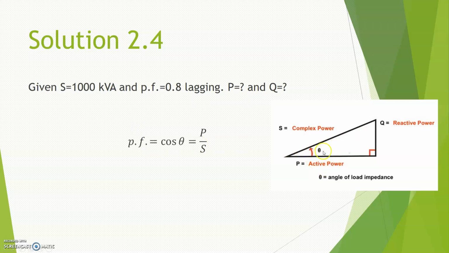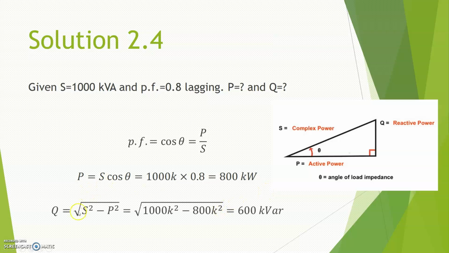When you have a theta here, cos theta will be equal to P divided by S. This is based on the trigonometry rule. So cos theta, which is the power factor, is P divided by S. You know the value of S, and cos theta is also given from the question, so you can find the value of P. P is equal to S cos theta. Substitute the values: S is 1000K multiplied by cos theta, 0.8. So finally you get P equal to 800 kilowatt.